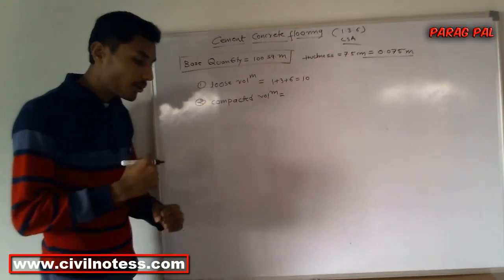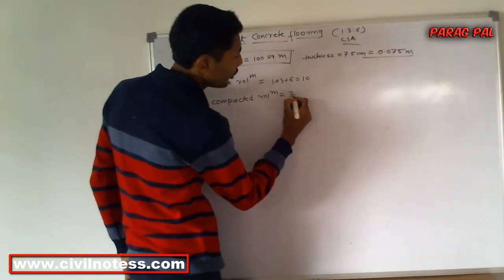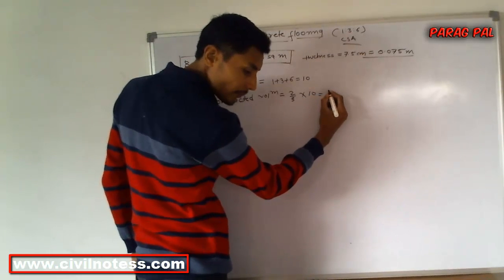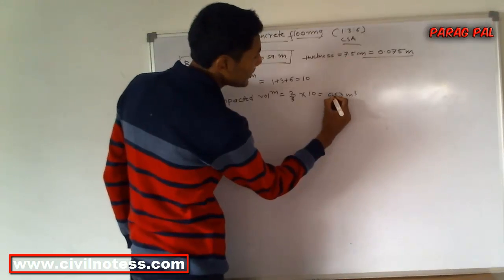During the compaction, you have to compact that particular volume. So we take it as 2/3 of the loose volume. That means 2/3 of this volume, and we get the value as 6.67 meter cube.